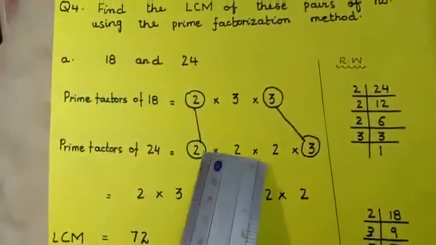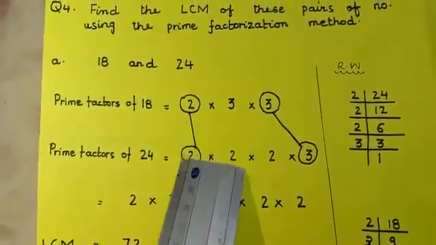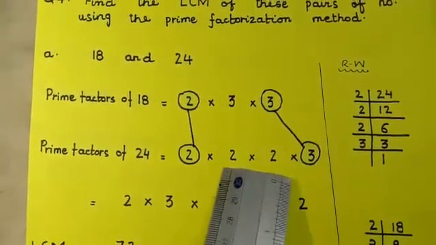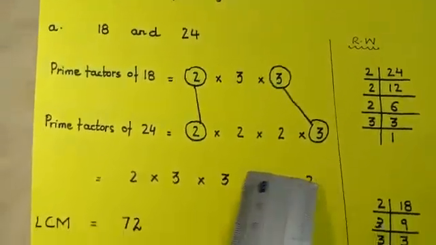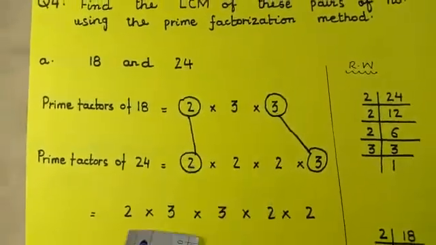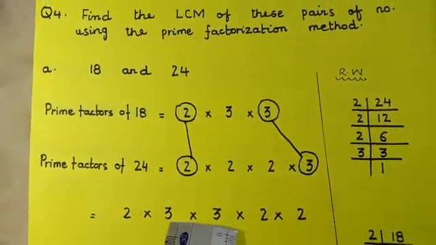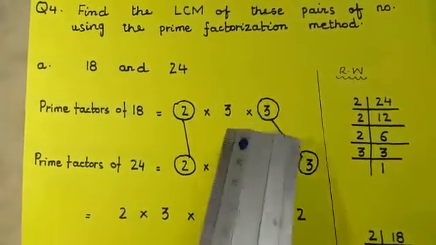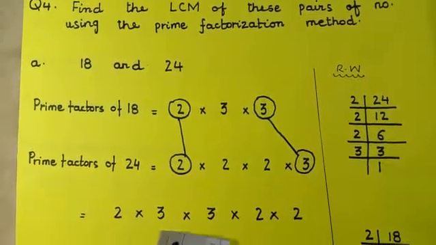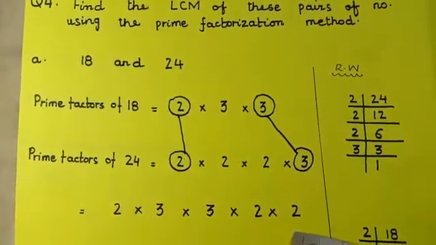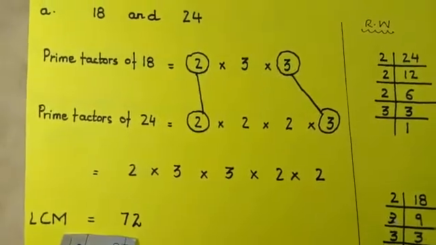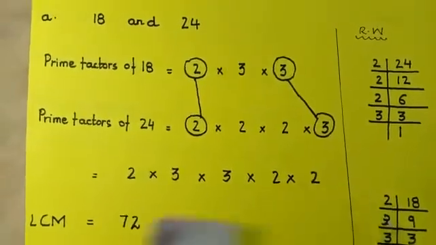Okay, so which numbers are in common? This 2 is common, this 3 is common. The rest of 3 and these 2 2's are not common. So we are going to write the common factors only once. 2, 3 only once. After that this 3, this 2 and this 2. Common factors and uncommon factors. Common factors only once. Now we are going to multiply all these numbers to get the LCM.